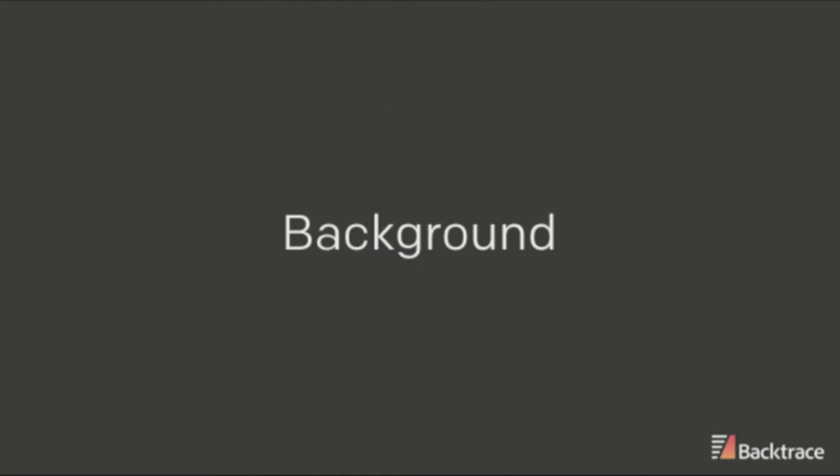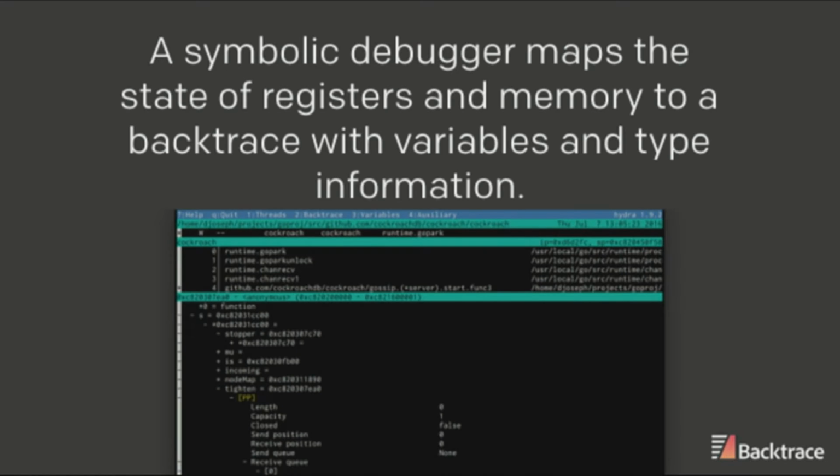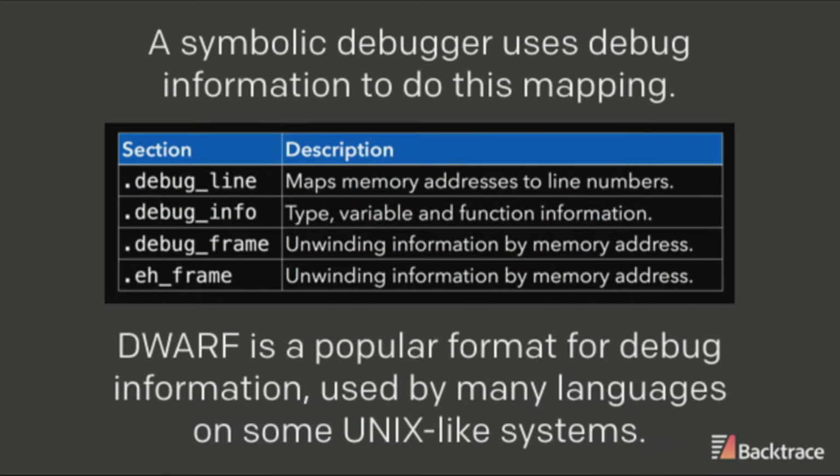So if we're going to do this for Go, we needed a Go debugger to be able to take these snapshots. But before I jump into how we did this, what's a debugger in general? A symbolic debugger maps the state of registers and memory of the application to a backtrace with variables and type information. Here you see a small screenshot. I don't know if it's as blurry on your screen as on mine, but you can see the Go routines, the stack frames associated with the stack trace, and then local variables.